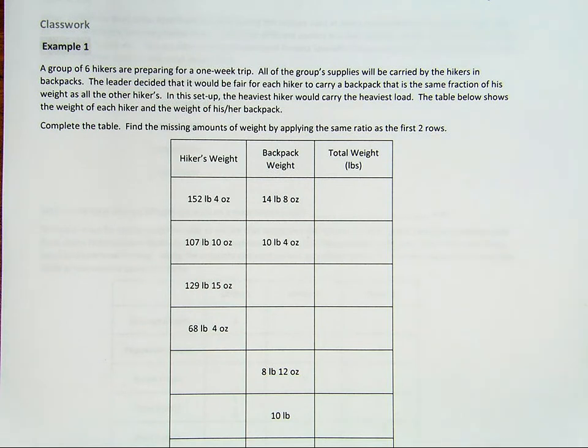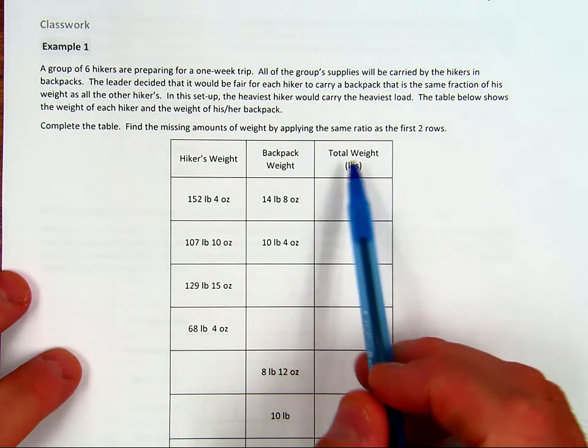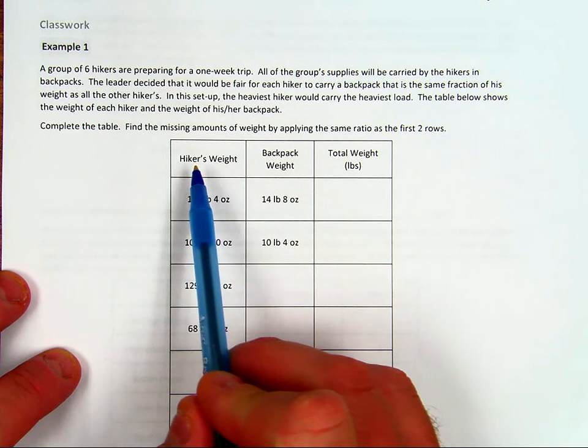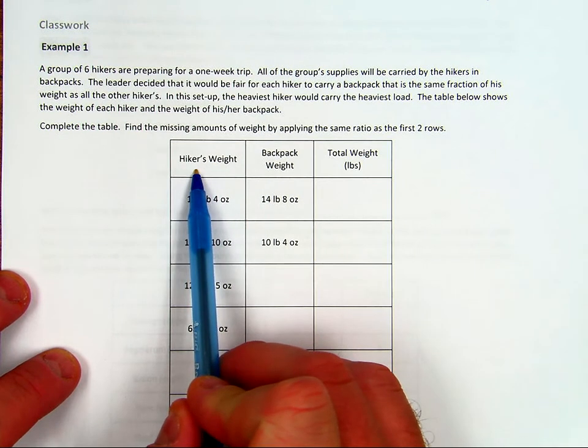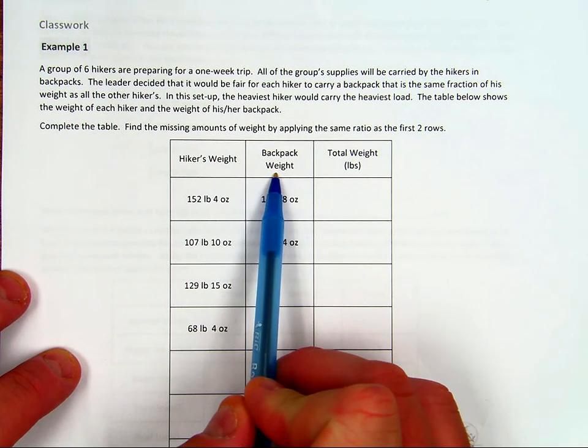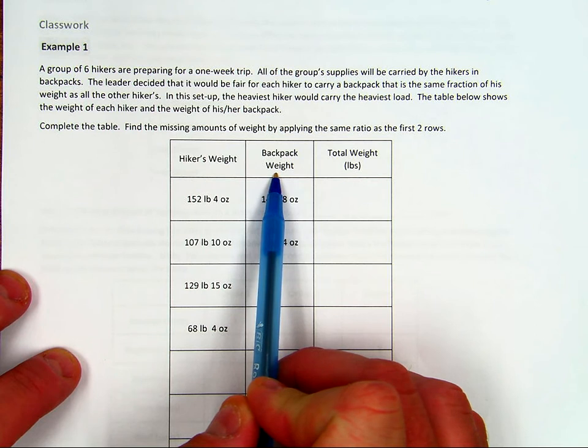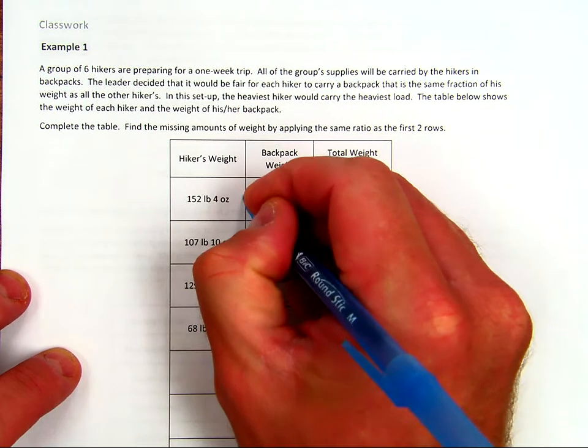So what we're going to do first is we need to figure out the total weight between the hiker's weight and the backpack weight. Does anybody have an idea how we're going to find the total weight? Emma, you're going to add these together.